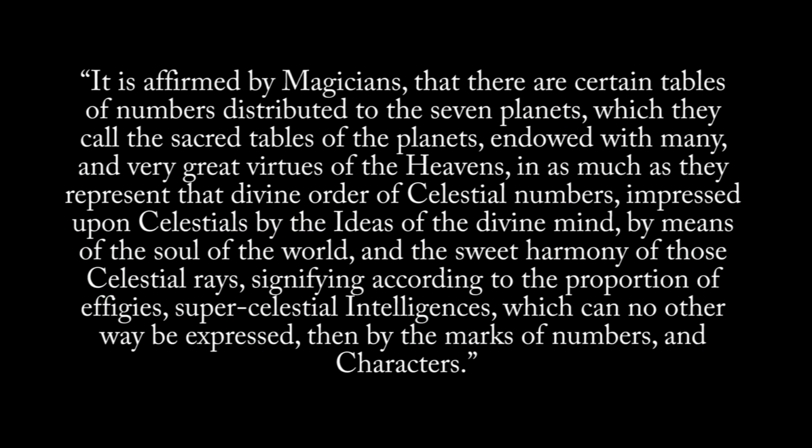For example, let me just read something from Agrippa. It is affirmed by magicians that there are certain tables of numbers distributed to the seven planets, which they call the secret tables of the planets, endowed with many and very great virtues of the heavens, inasmuch as they represent that divine order of celestial numbers, impressed upon celestials by the ideas of the divine mind, by means of the soul of the world, and the sweet harmony of those celestial rays, signifying, according to the proportion of effigies, supercelestial intelligences, which can no other way be expressed than by the marks of numbers and characters.